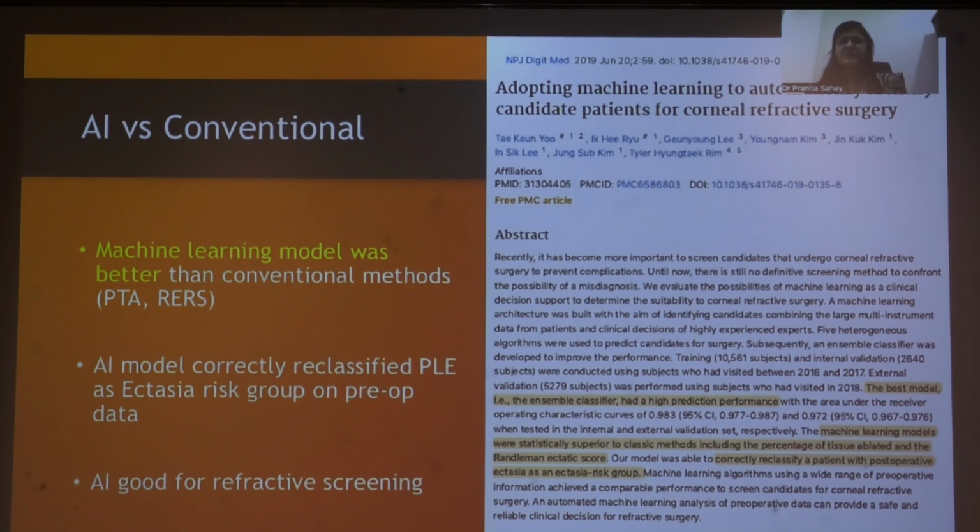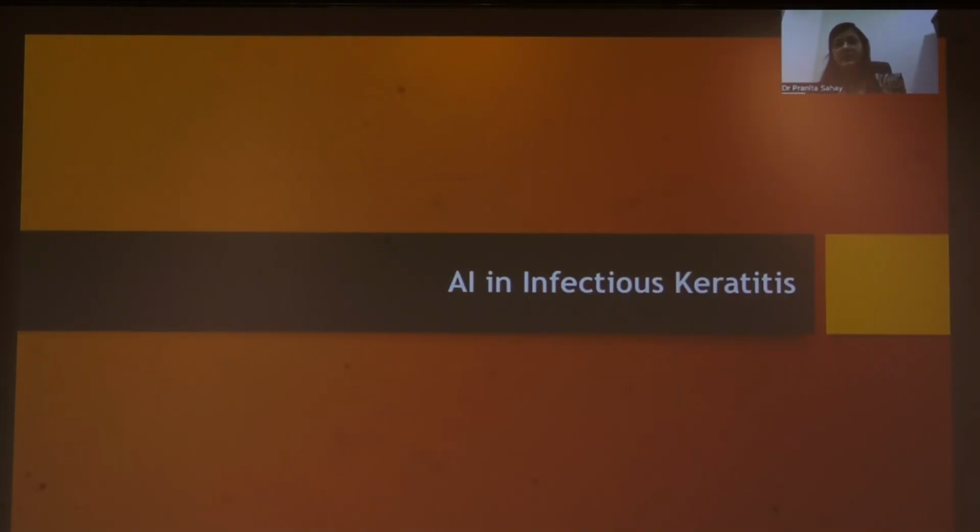Also, a machine learning model was compared with conventional methods of percent tissue altered and Randleman ectasia risk scoring, and it was found that the machine learning model was better. It was correctly able to reclassify patients of post-LASIK ectasia as ectasia risk group on the basis of the pre-operative data that was available and fed into these algorithms.